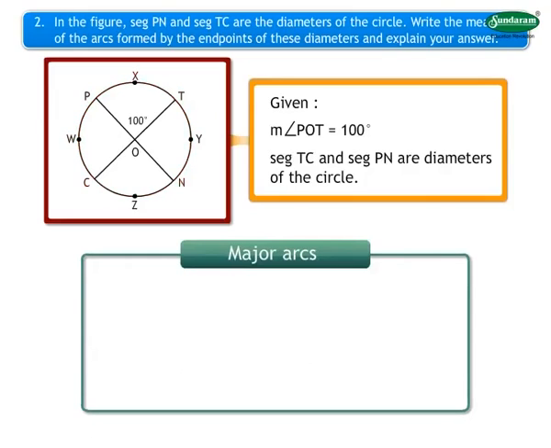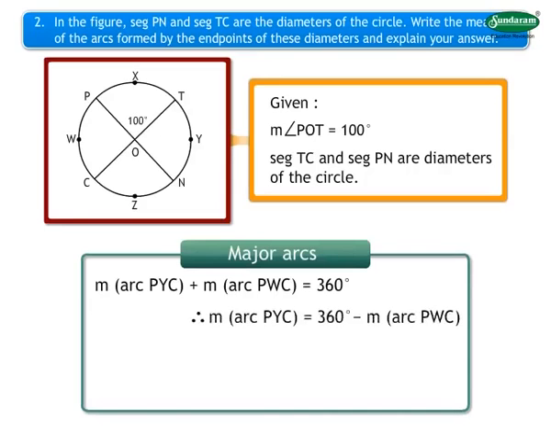The measure of a circle is 360 degree. The major arc PYC and the minor arc PWC forms the entire circle. So, measure arc PYC plus measure arc PWC is equal to 360 degree. Therefore, measure of arc PYC is equal to 360 degree minus measure arc PWC. That is, measure of arc PYC is equal to 360 degree minus 80 degree. Hence, the measure of the major arc PYC is equal to 280 degree.